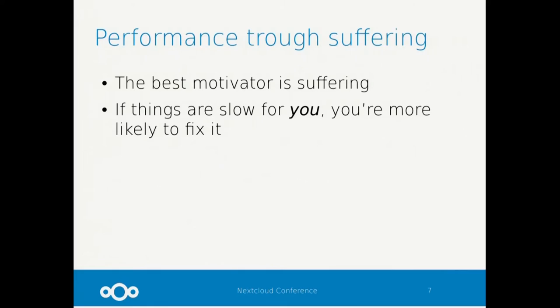But the main problem with that is that if code is not slow, you're not going to fix it. If you really want to make sure that you fix something, you have to be frustrated by it. I call it frustration-driven development. If you use your Nextcloud instance at home, or your developer instance, or your own production instance, and things are slow, you get frustrated, you want to fix that, so you improve them. That's the main problem, though.